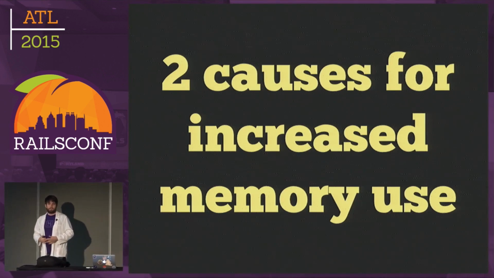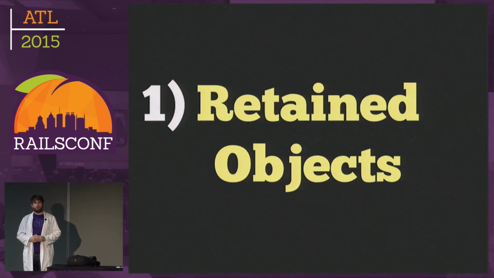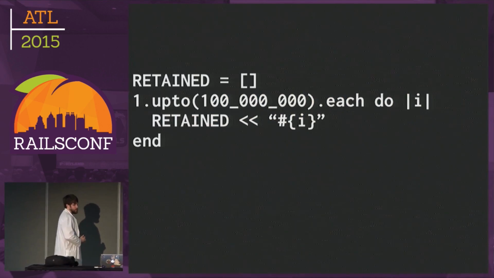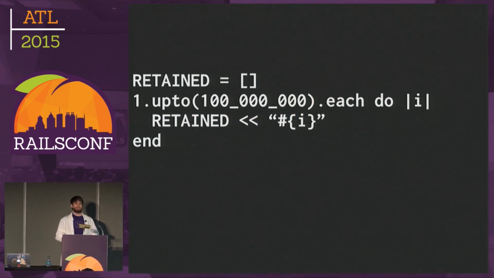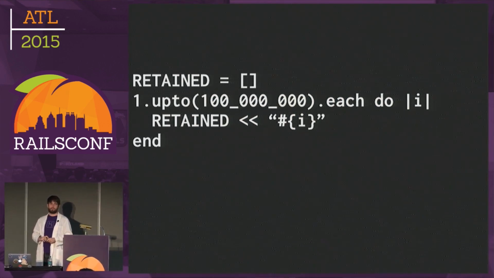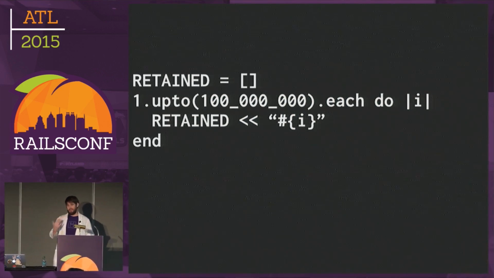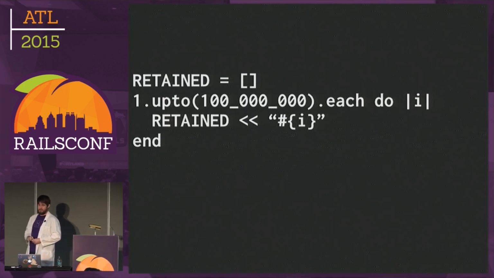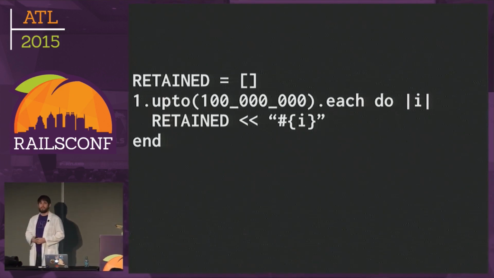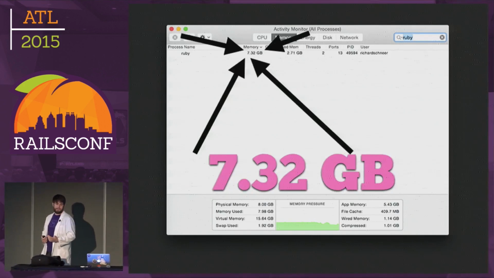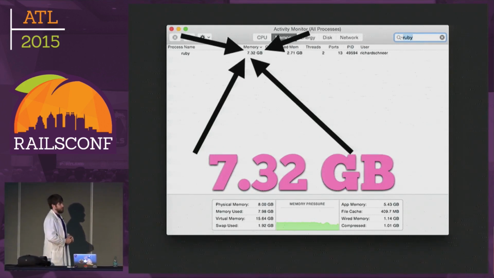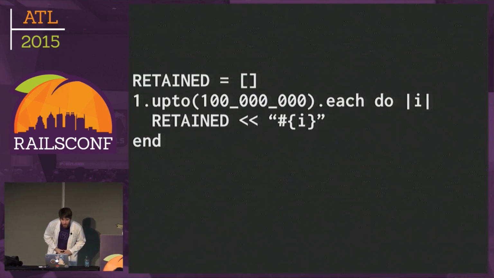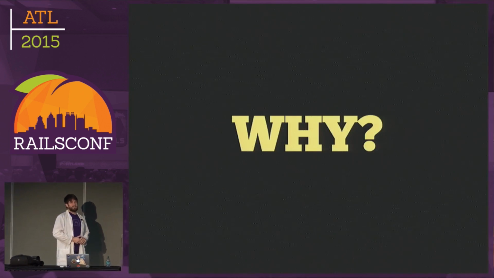So one of the most obvious, and what people think of when they think of memory use in Ruby, is retained objects. So here we've got a loop, and we're just looping around. We've got this constant. Constants are never garbage collected; they're global. You can't collect something that's global. And we're just adding a bunch of strings to it. And when we do this, and we take a look at the process memory, it's 7.32 gigabytes, which is kind of a lot. It's kind of large. I mean, I guess it is 100. Is that 100 million? Yeah, that's 100 million strings. So why is it so large?